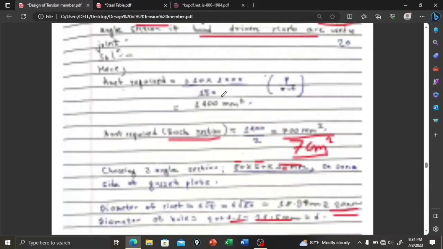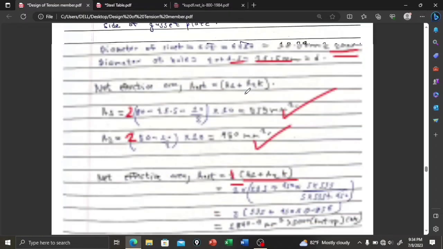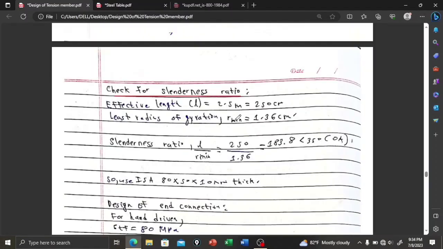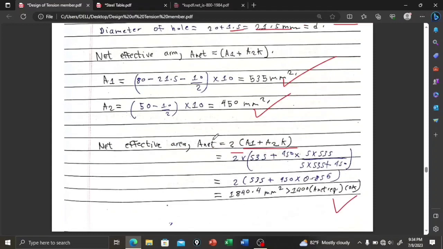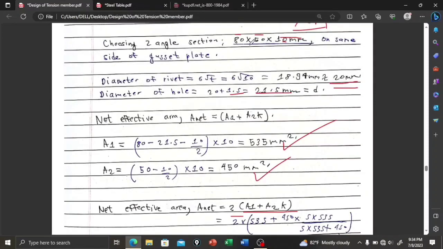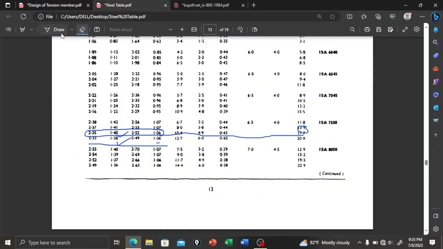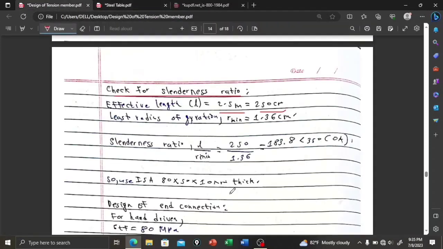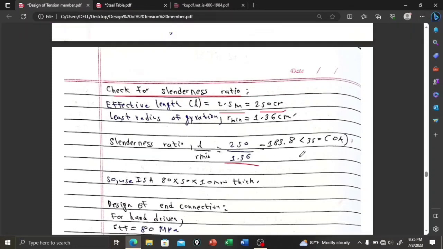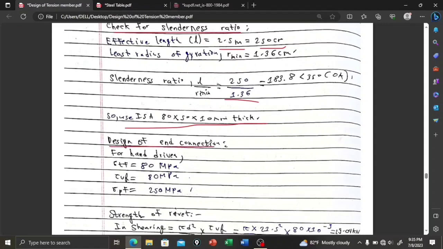The length value is 2.5 meter given in the question, so 2.5 meter is 250 cm. Least radius of gyration for this 80, 50, 10: from these two, minimum is 1.36, so slenderness ratio is 183.8, which is less than 350. Okay, so use ISA 80 by 50 by 10 millimeter thick. Design of end connection.